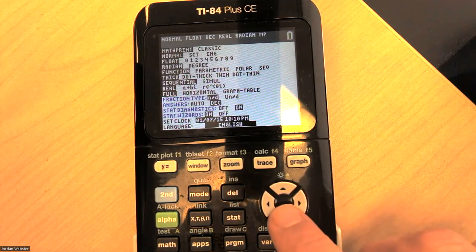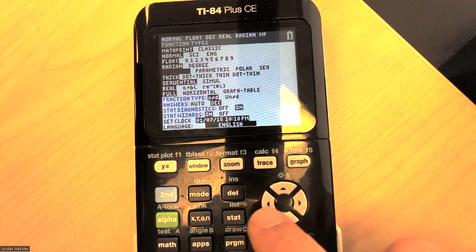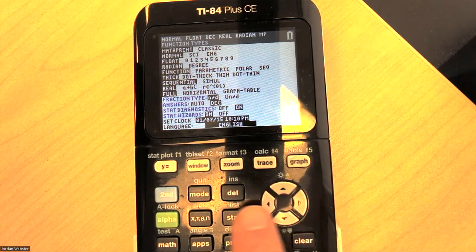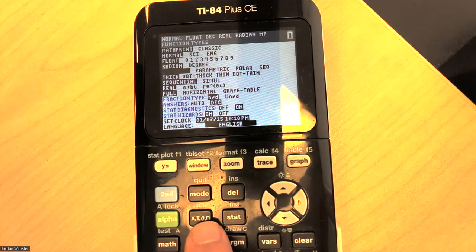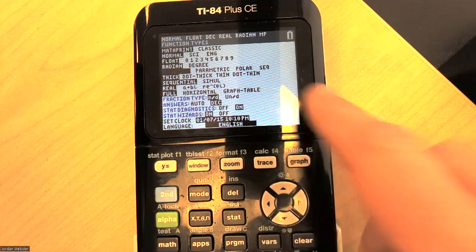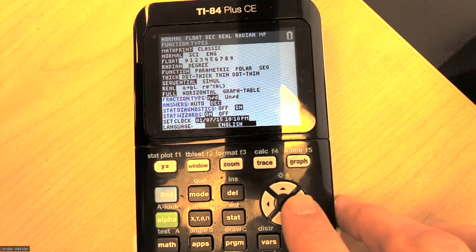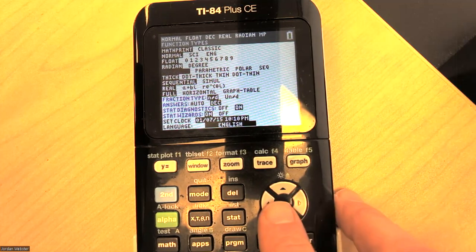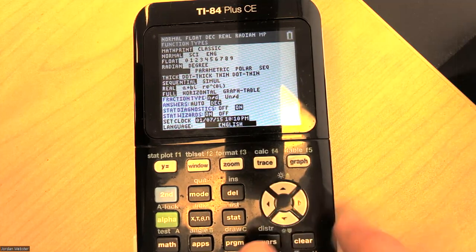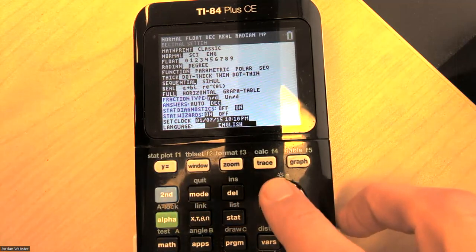Now, if you hit that variable symbol and you got one of the other variables, t or theta or n, that means you're either in parametric or polar mode. We want to be in function mode, if you've got a different variable.